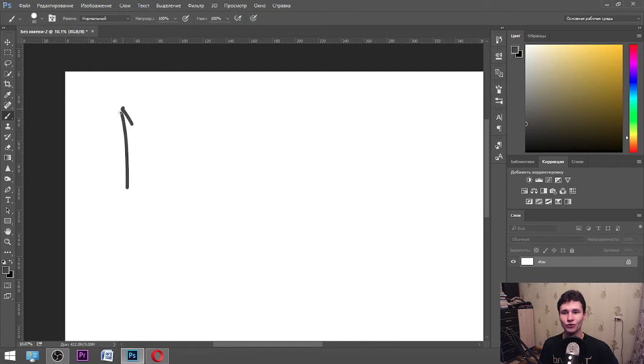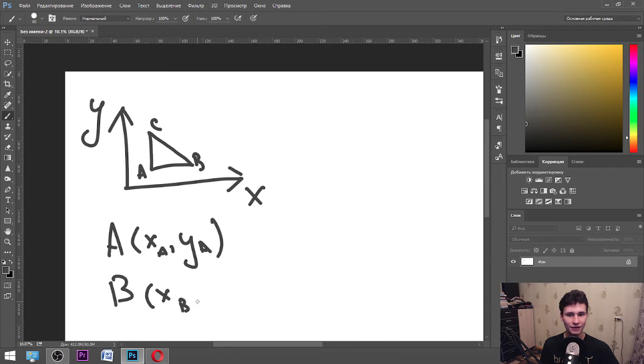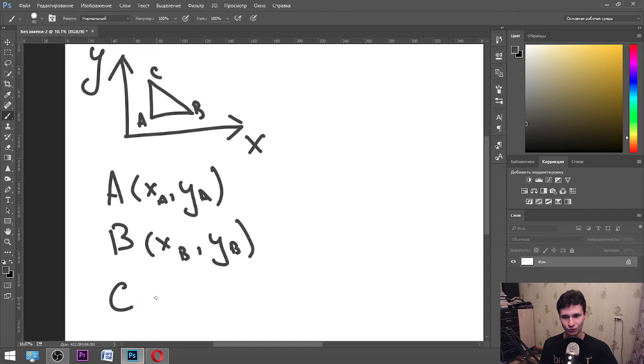Okay, yes, first of all, let's draw a graph, a function. As we know, we have x and y. X is the axis, y is the ordinate, and we can draw a triangle, for example, here. Each point of the triangle A, B, C will have specific coordinates: x_A and y_A, and B will have x_B and y_B. It is easy, it is schoolwork math class. I mean, in your school you can learn it. And x_C and also y_C.